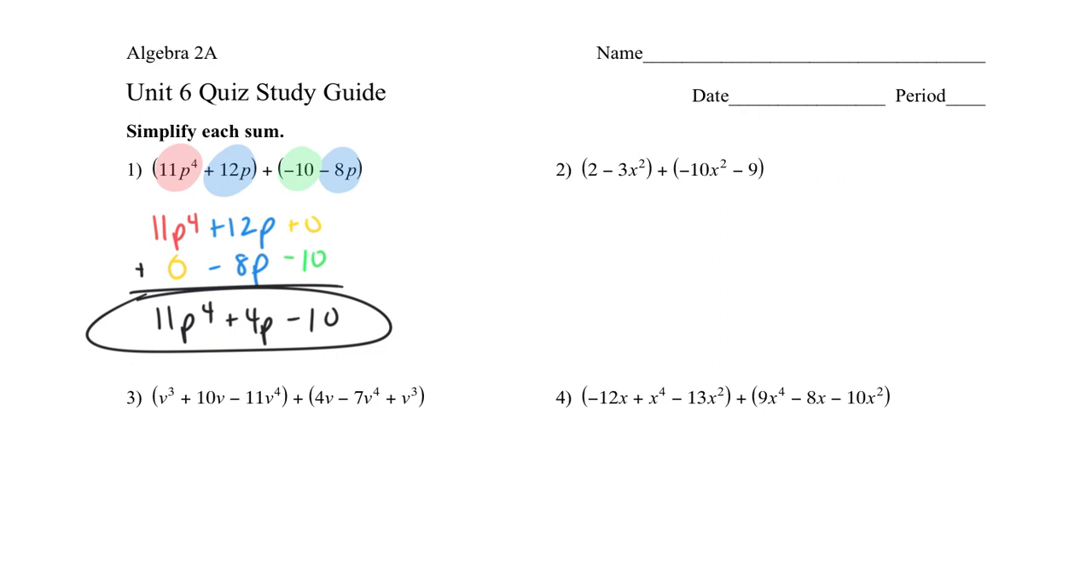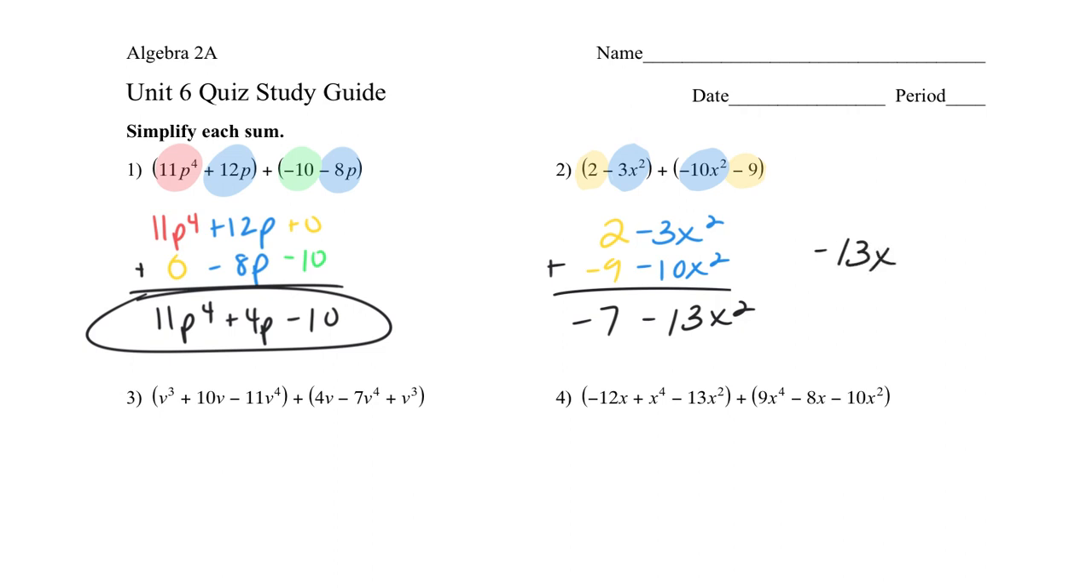The next problem, I do have like terms. So I know that 2 is a like term with negative 9. And negative 3x squared is a like term with negative 10x squared. So I will add 2 minus 3x squared and negative 10x squared, negative 9, and add all of that up. So I get negative 7 minus 13x squared, and I'm going to write all my answers in standard form. You do not need to change your signs. All you're doing is combining like terms.